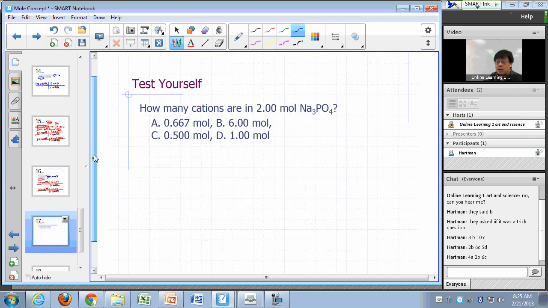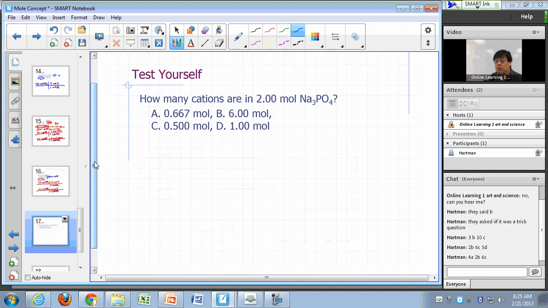How about this one? How many cations are in 2 moles of Na3PO4? So you have to kind of go back to interpreting that in terms of what part of that are cations, how many cations do you have in 1 formula unit of that. So how would you solve it? What would be the answer to this question? 2 moles of Na3PO4. How many cations are there?